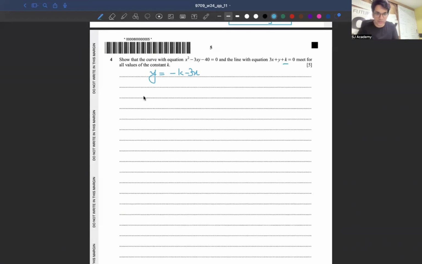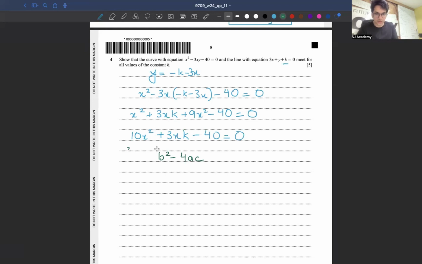So this will become x squared minus 3x into minus k minus 3x minus 40 is equals to 0. Expanding this, we'll get x squared plus 3xk plus 9x squared minus 40 is equals to 0. So x squared plus 9x squared becomes 10x squared plus 3xk minus 40 is equals to 0. Now using the discriminant b squared minus 4ac, the value of a is 10, which is the coefficient of x squared. The value of b, the coefficient of x will be 3k, and the constant will be minus 40.